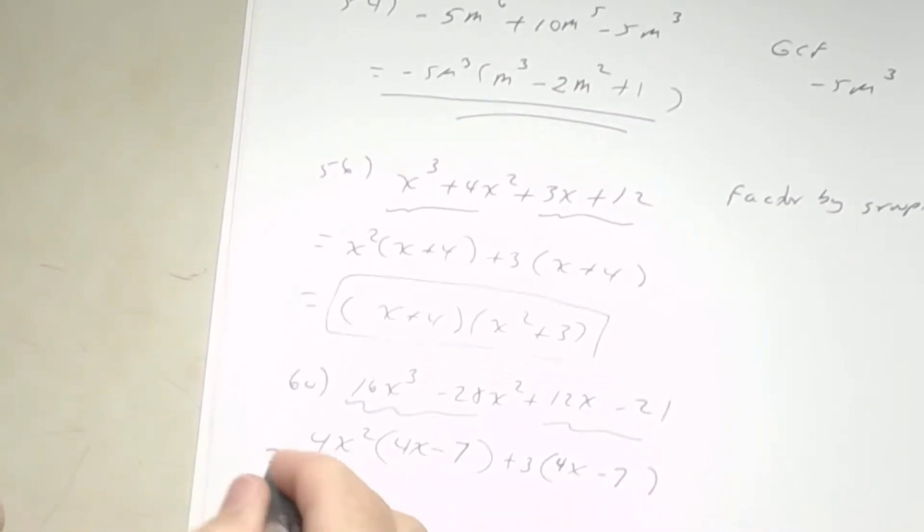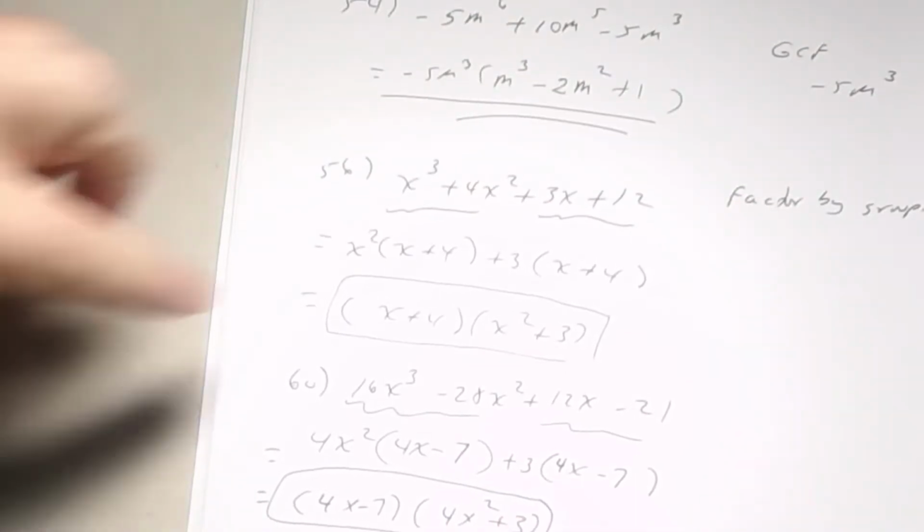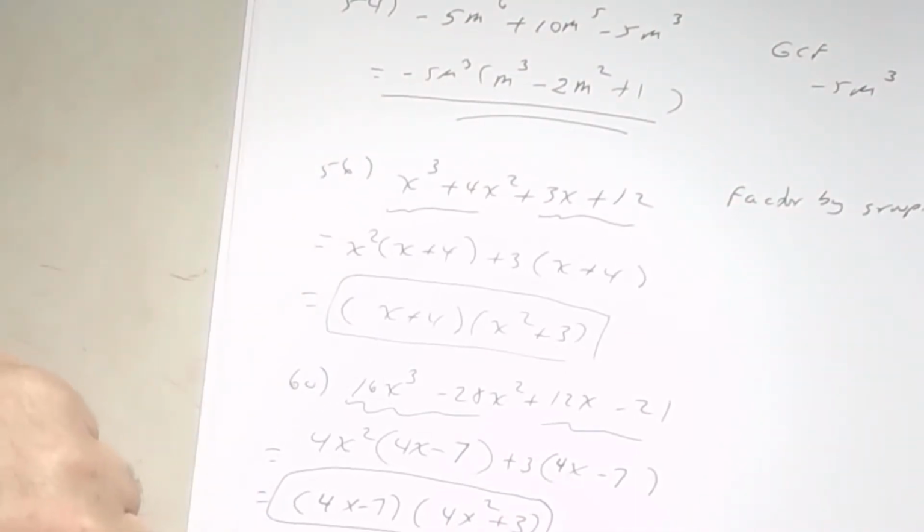So now, what's your answer? 4x minus 7 times 4x squared plus 3. There's your answer. All right, so I factored number 60. Just remember, factoring means to write as a product.